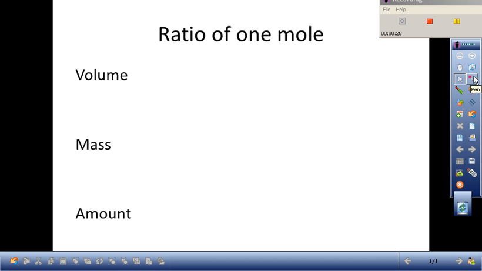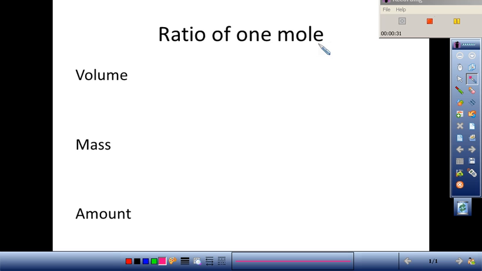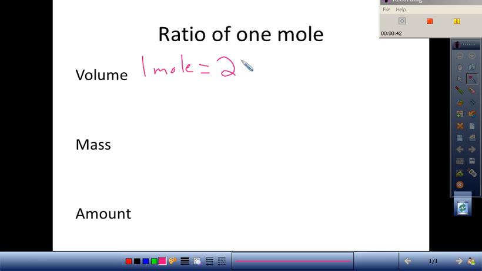Now before we go any farther, let's review yesterday's important things. The ratios for 1 mole. What does 1 mole equal? And these are things you need to have memorized. Okay, so if I say, what's the volume of 1 mole? It's always 22.4 liters. And that's only for a gas.